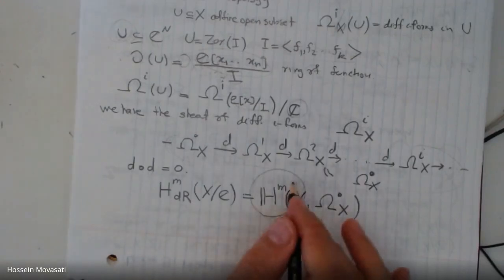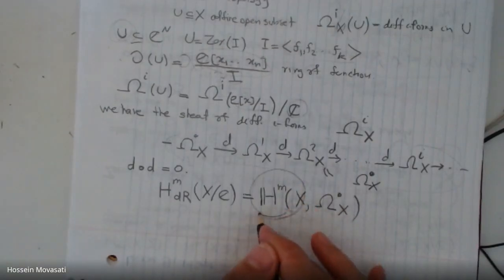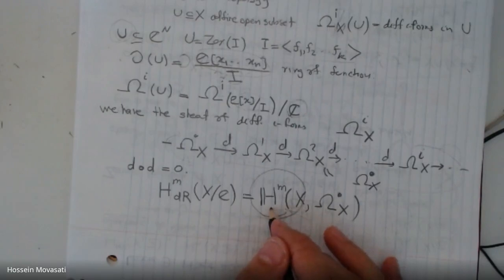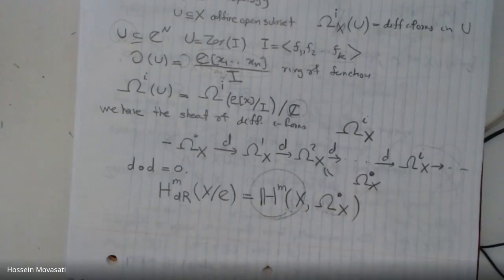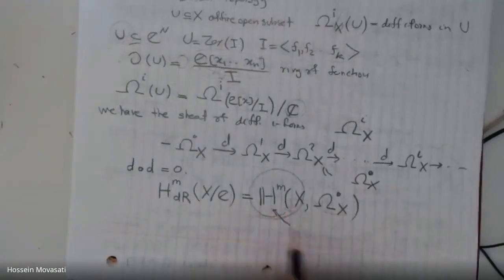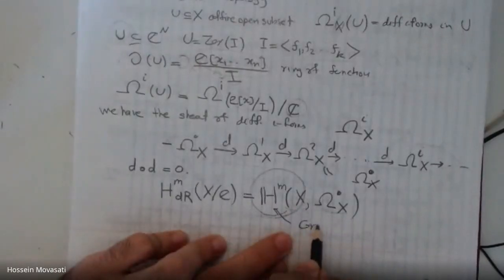So what is hypercohomology? Hypercohomology is like Čech cohomology, but instead of a sheaf of abelian groups, you have a complex of abelian groups. And it was invented by, let's say, Grothendieck.